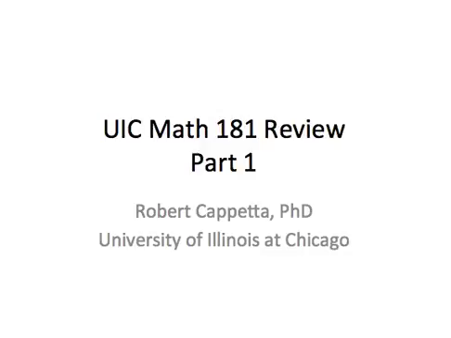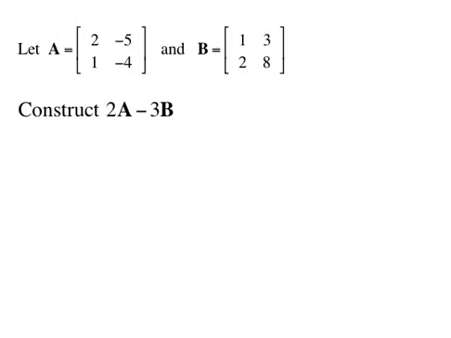And this is Bob Capetta from the University of Illinois at Chicago, and this lesson is the final exam review for Math 181, Part 1. We're given two matrices. Matrix A is 2, -5, 1, -4, and B is the matrix 1, 3, 2, 8. And we want to construct the matrix 2 times A minus 3 times B. So how are we going to do that?